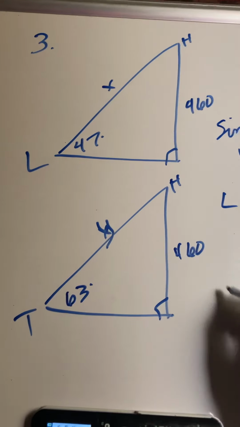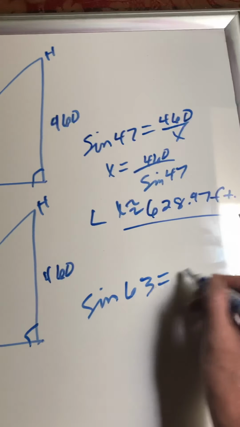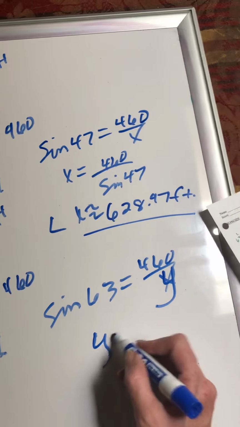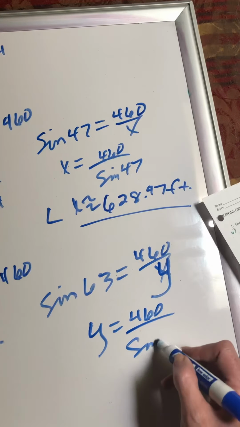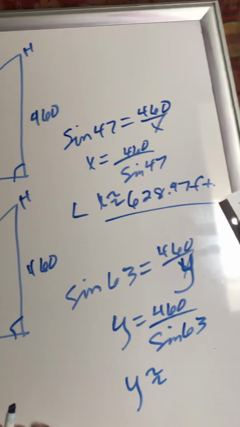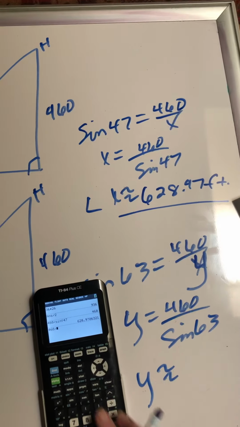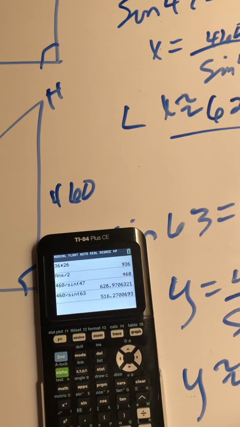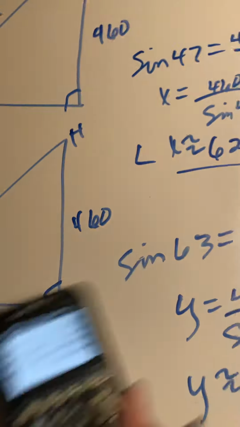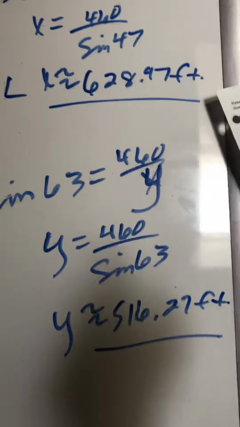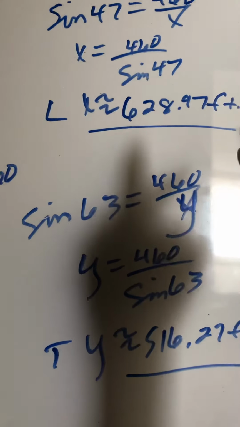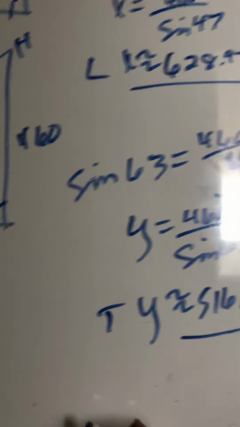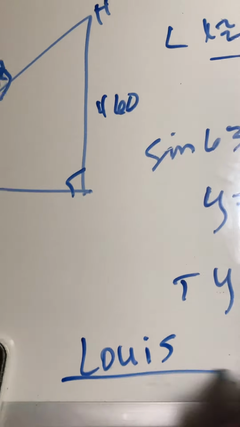Now we do Teresa the same way. Teresa is going to be a sine as well. So sine of 63 equals 460 over y. Sorry, y. We've already used x. So y is 460 over sine 63. We do 460 divided by sine 63, and we would get 516.27 feet. So there are 3 different answers on this. You have to show how far Lewis is, how far Teresa is, and then say who is farther away from the helicopter. Lewis is farther away from the helicopter.